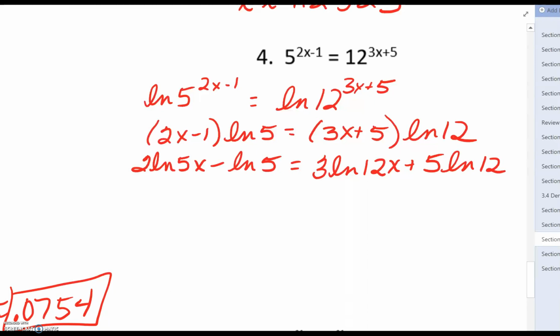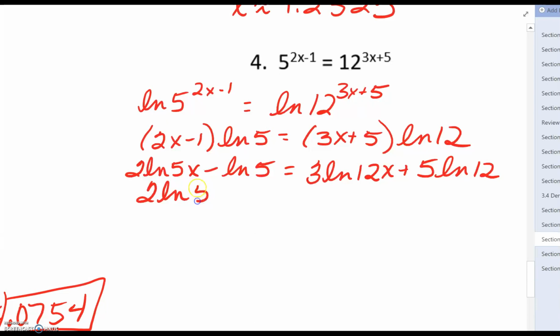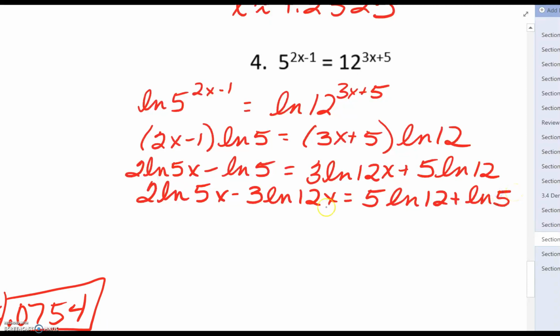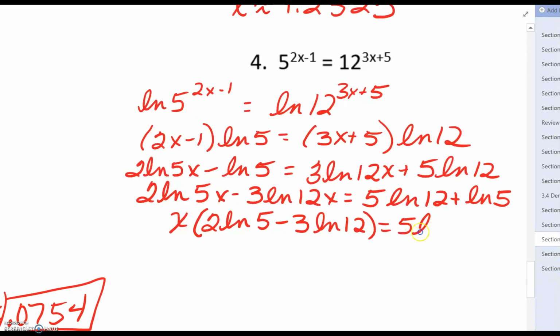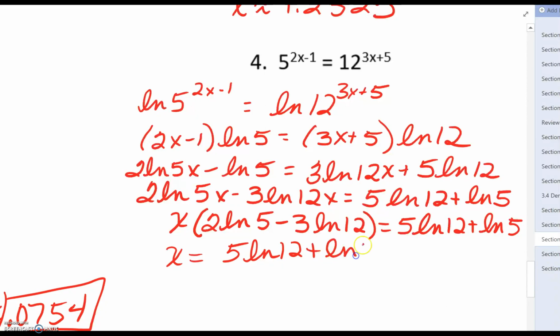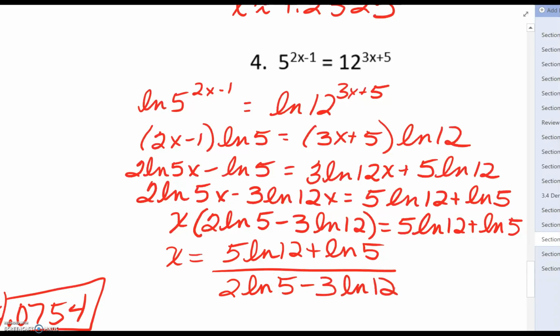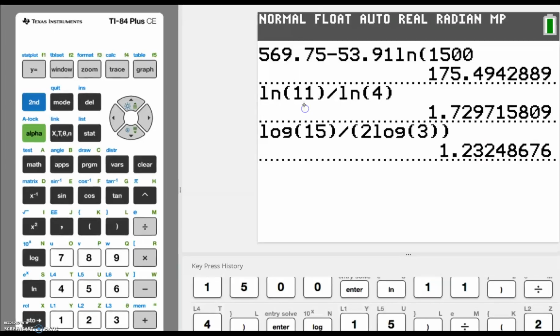Now get all of the terms that have an x in them on the same side of the equation. So I'm going to leave the x terms on the left. And over on the right, I'll have the constant terms. I'm trying to isolate the x, so I'm going to factor an x out. And then divide both sides by this factor here. So we'd have 5 natural log 12 plus natural log 5 all over 2 natural log 5 minus 3 natural log 12. Then we just need to go to our calculators and put that in there and see what we get.